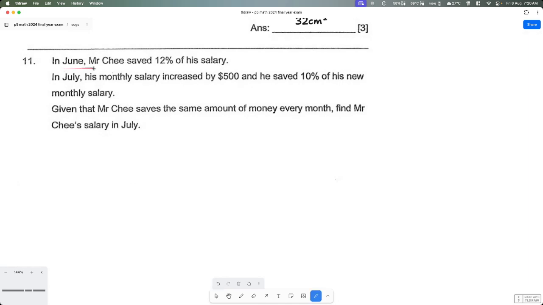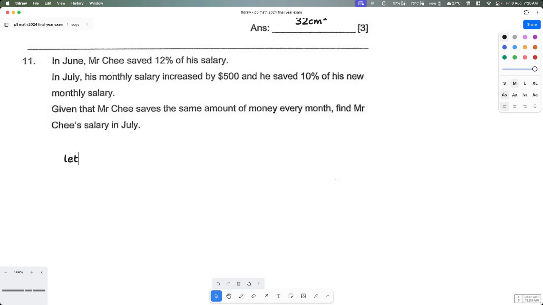So it says here in June, Mr. Chi saved 12% of his salary. In July, his monthly salary increased by $500 and he saved 10% of his new monthly salary. Given that Mr. Chi saves the same amount of money every month, find Mr. Chi's salary in July. Okay, so this is my method. If you have another method that gives you the correct answer, then you go for it.